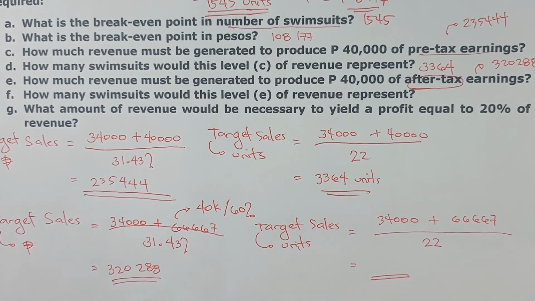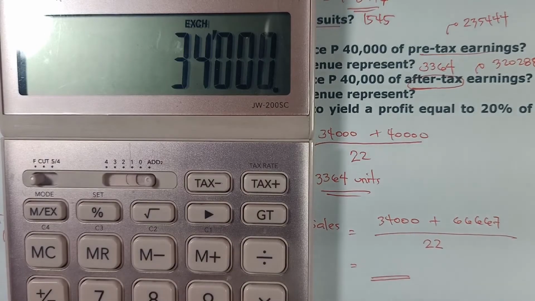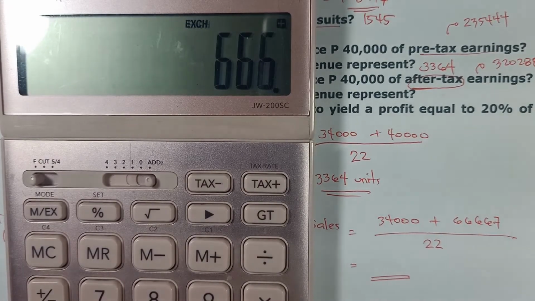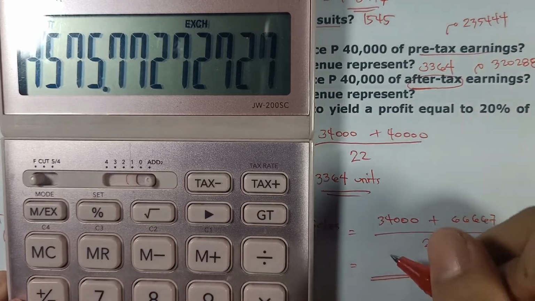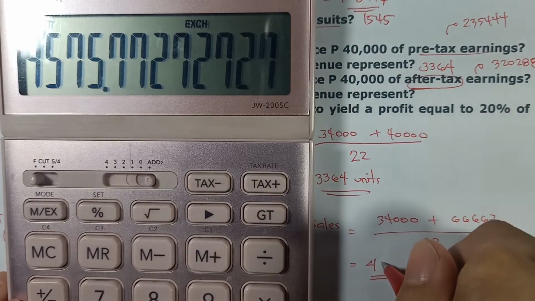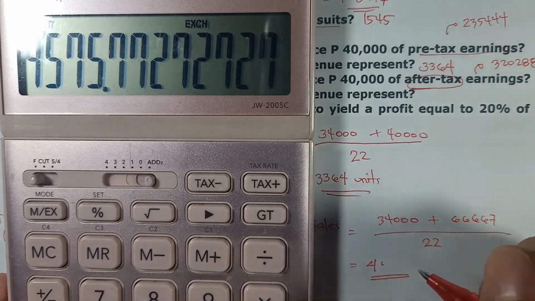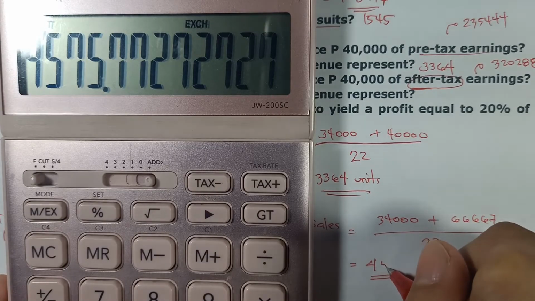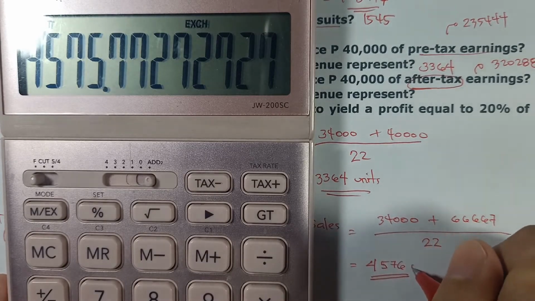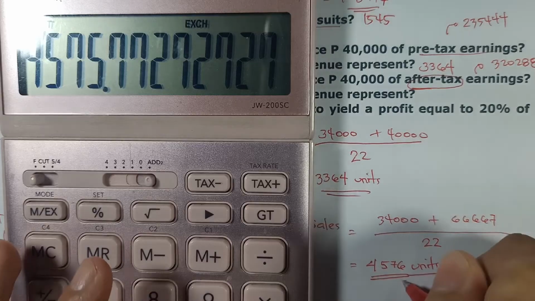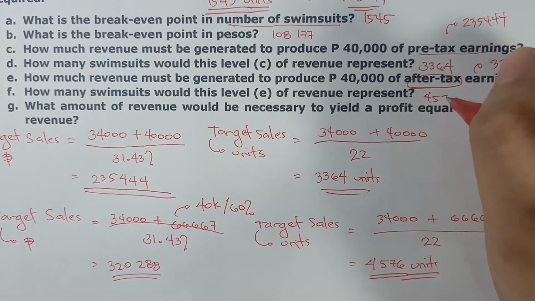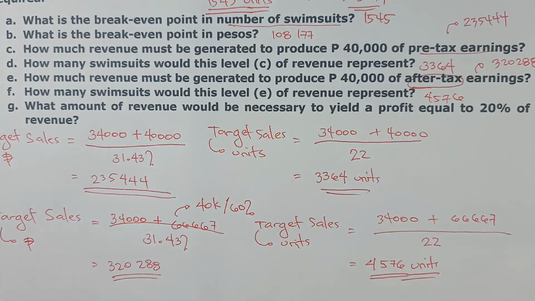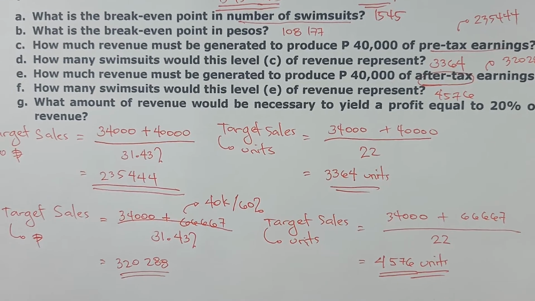So, ilang units yan, guys? Alamin natin, 34,000 plus 66,667 divided by 22, or this is equal to 4,576 units. So, requirement letter Foxtrot, 4,576 will be our final answer.